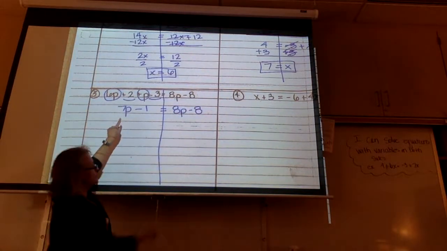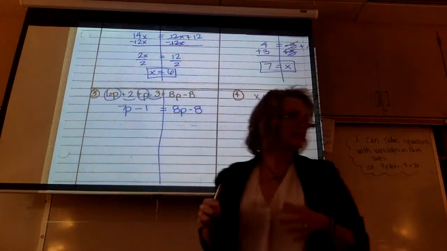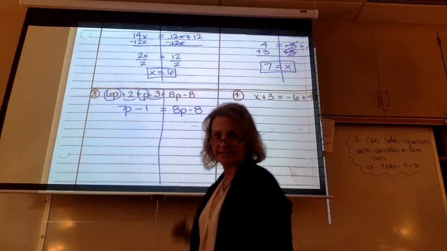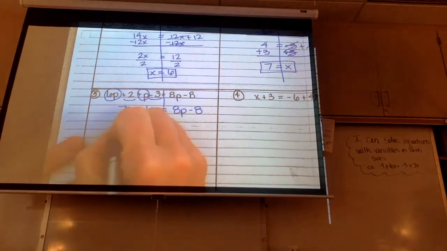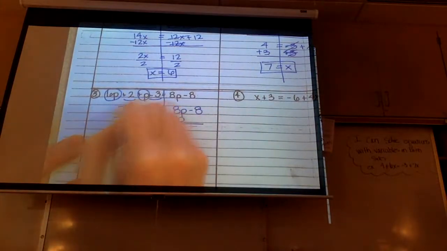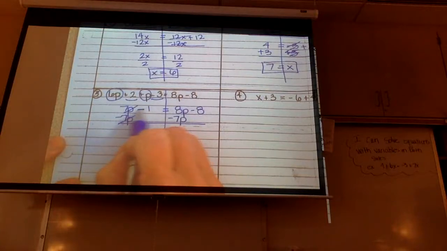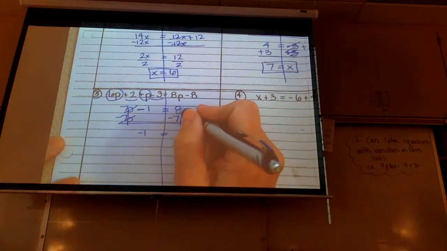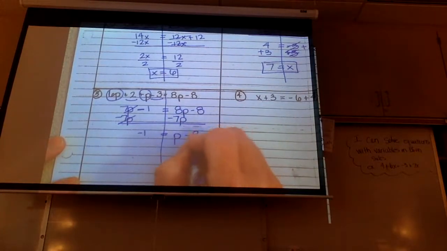I've got 7p and 8p. So I need to move the smaller group. My smaller group is 7p. I'm going to use it by subtracting 7p from both sides. Now be careful. Don't forget this. This is a minus 1 equals. 8p minus 7p is just 1p minus 8.